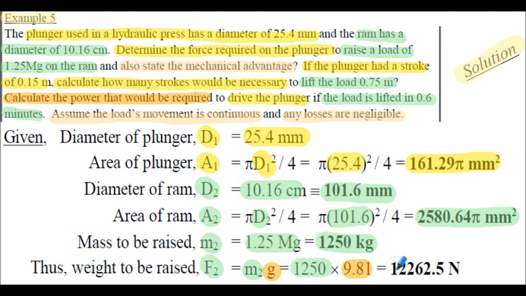So that evaluates to 12,262.5 newtons. That's the weight force we can raise. So reading the question, the first thing we need to calculate is the mechanical advantage. Remember, the formula for mechanical advantage is F2 divided by F1. We have F2 calculated here at the bottom of the slide. We'll need to calculate F1. We'll find F1 and then the mechanical advantage on the next slide.